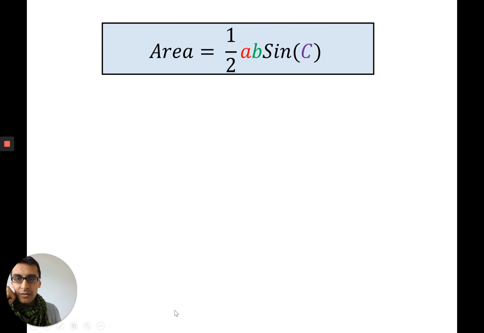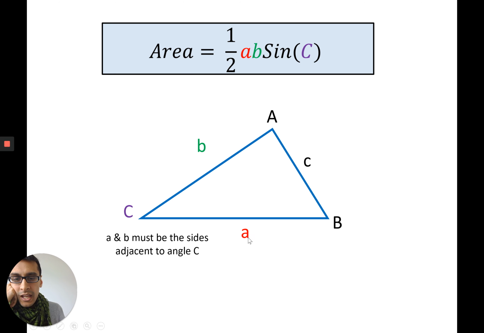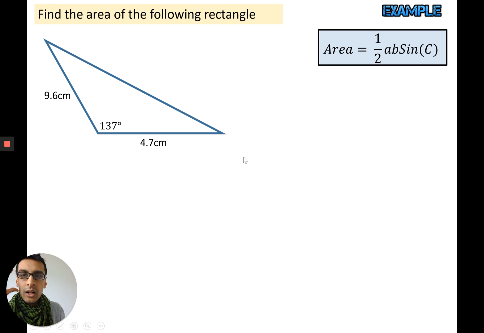Last lesson we proved the area of a triangle can be worked out using half AB sine C, where A and B are the sides adjacent to the angle C. So you can see that's your angle, and you've got your two lengths which are adjacent to that. Now I'm going to show you how you can use this formula.